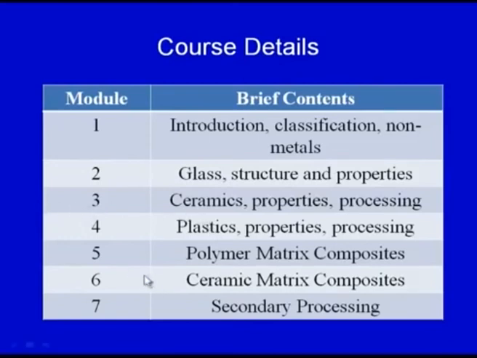And we will see in module number 6 the ceramic matrix composites, their properties and various processing techniques for ceramic matrix composites. And the last module will focus on the secondary processing, that is the machining aspects or the joining aspects of these materials. So, in these modules we will try to address the various points which are related to the processing of non-metals. So, with this we come to the end of lecture number 1 of module 1, and in lecture 2 our focus would be on the various properties of the metals and the non-metals.